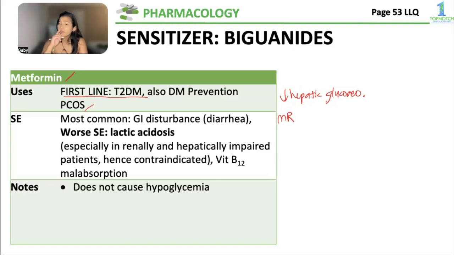The worst but very rare side effect of metformin is lactic acidosis. Typically, the patients who develop lactic acidosis from metformin ingestion are those who are already hepatically or renally impaired, or if they have something that already puts them at risk of metabolic acidosis in the first place. So things like sepsis, infections, etc. They have also been found to cause vitamin B12 malabsorption. But one good thing about metformin is it does not cause hypoglycemia. It merely increases the sensitivity of your peripheral tissues to insulin.